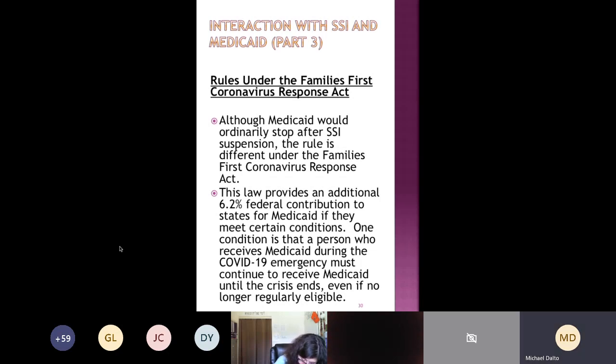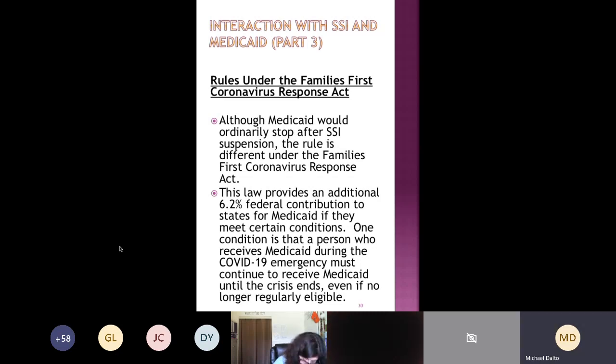So we said that ordinarily, if SSI is suspended because of UI benefits, the person's Medicaid would ordinarily stop as well, with some exceptions. But the Families First Coronavirus Response Act changes that. One thing this law did was to offer a big pot of money to states if they agreed to certain rules.